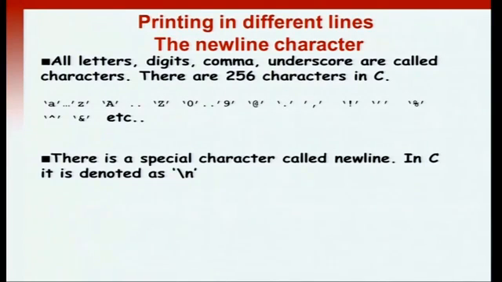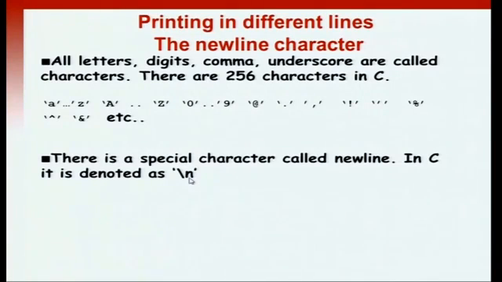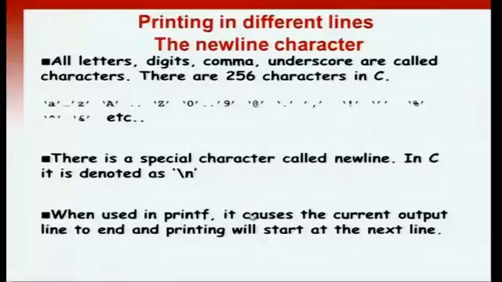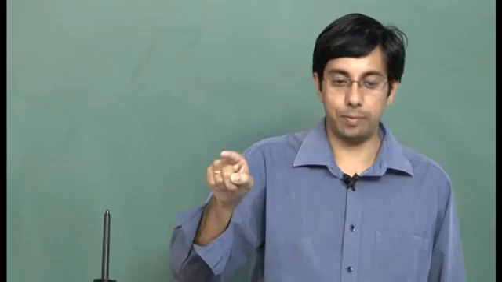Now, in addition to this, there are certain things called special characters. So, there is a special character called new line. In the C programming language, it is denoted as \n. Notice that there are two kinds of slashes, forward slash and backward slash on your keyboard, and the new line character is denoted as \n. Even though it is a single character, it is denoted by two letters. When used in printf, it causes the current output line to end, and then printing will start from the new line. So, it is something which says the current line has ended. Now, whatever you have to print, print it on the next line.